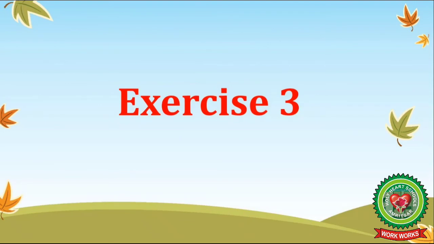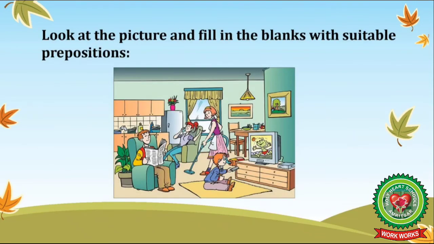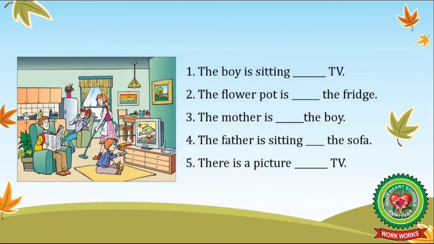Now kids, let's come to exercise 3. In this exercise, you can see a picture given here. Now look at this picture very carefully and fill in the blanks with the suitable prepositions. Number 1. The boy is sitting dash TV. Looking at the picture, you have to give the answer. Let's check the answer. In front of. Right. The boy is sitting in front of the TV.